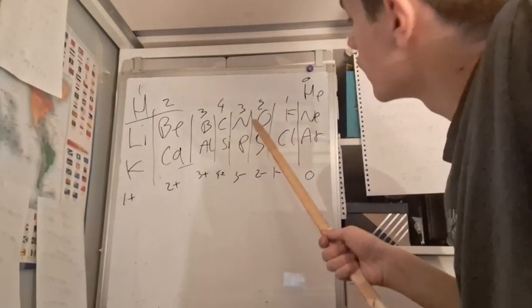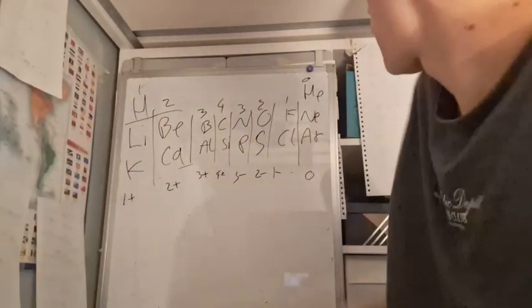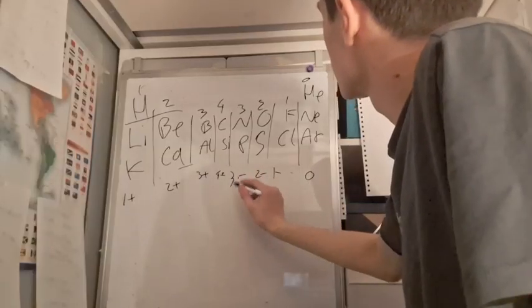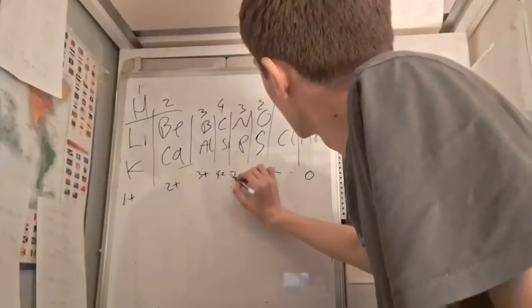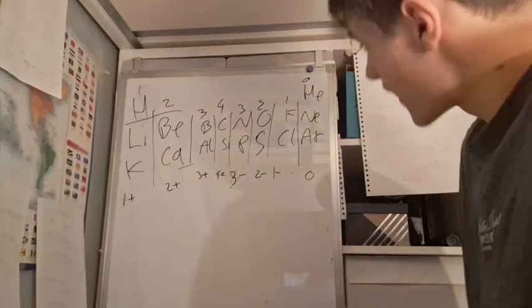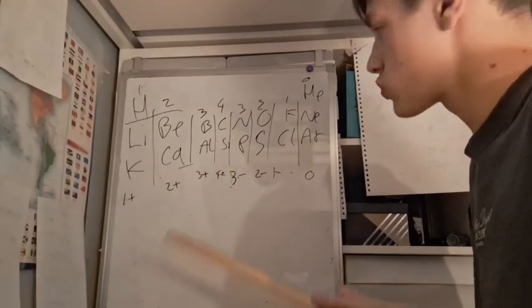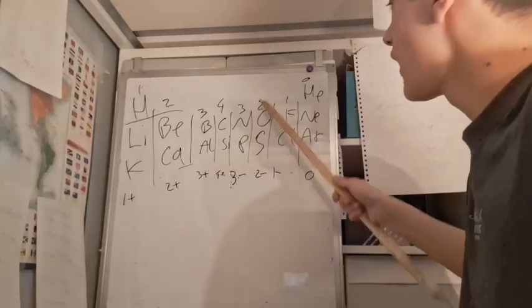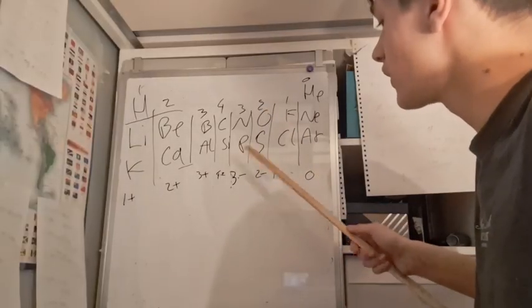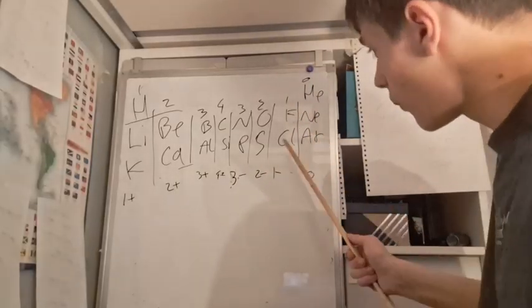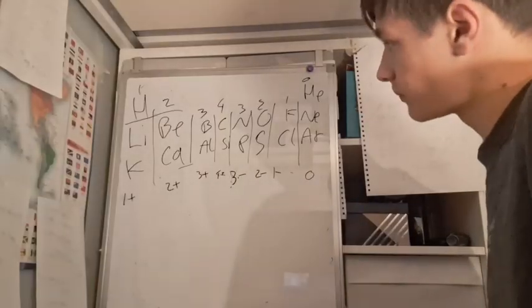Then we have nitrogen. Okay, let me just fix that 3. That doesn't even look like a 3. That doesn't look like either. Close enough. Negative 3, that's nitrogen. It needs 3 electrons, which means it becomes negative by 3. And oxygen and sulfur, they have to gain 2 electrons, so negative 2. And the halogens, fluorine, chlorine, and so on, they have to gain 1, so negative 1.